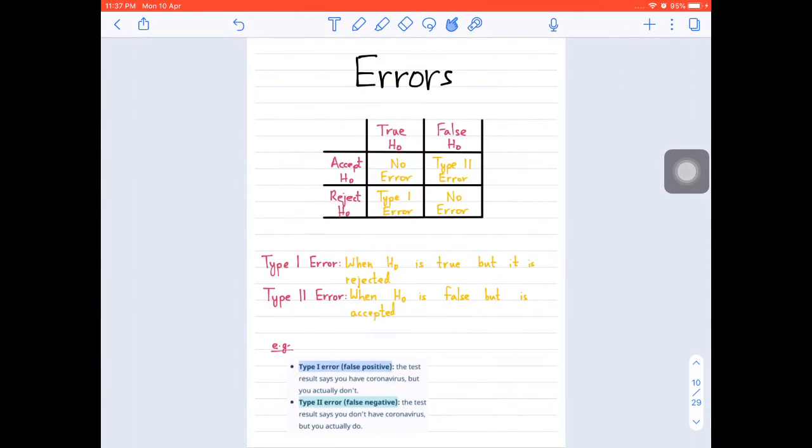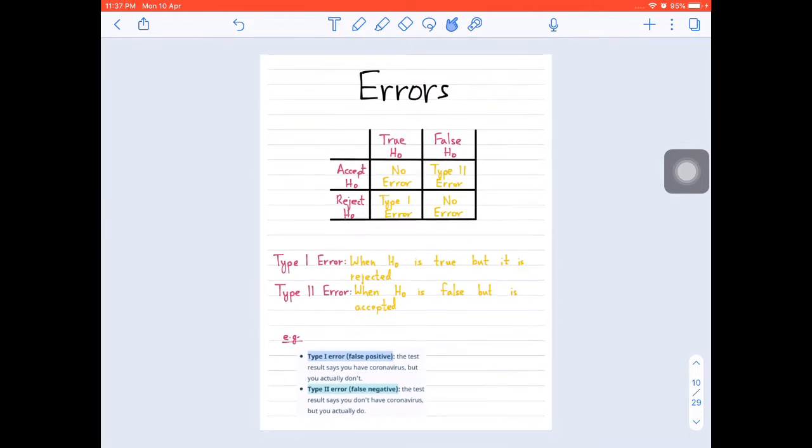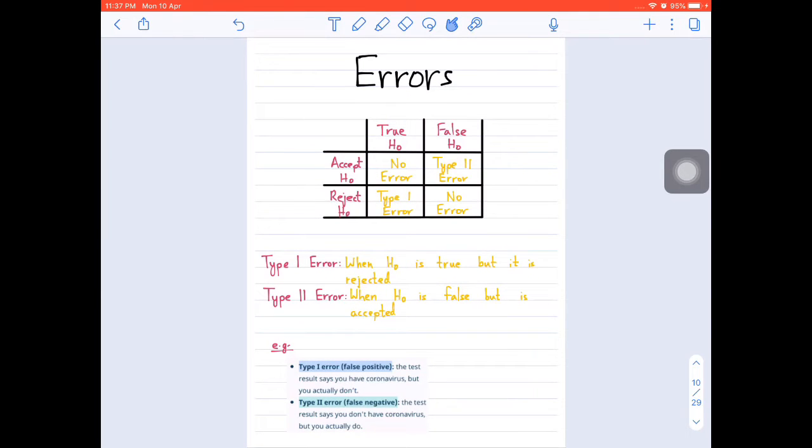Okay, so that is about errors. Firstly, let's understand what errors are possible in hypothesis testing. There are two types of errors. One is type 1, one is type 2.